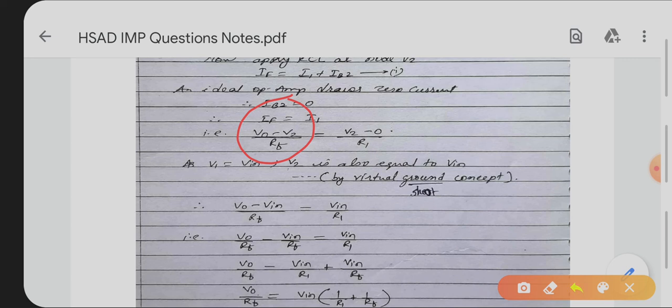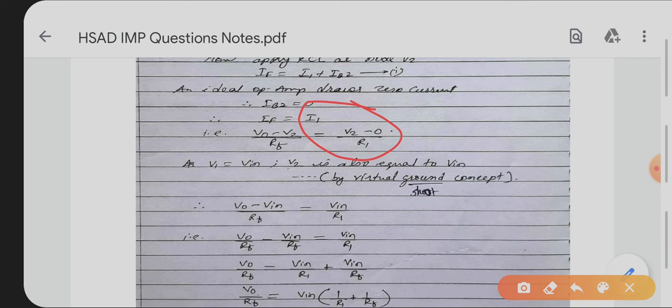Similarly, I1 is the current flowing through R1 and the direction is from the V2 point to ground, that means 0. So again V upon R. What is V? V is nothing but V2 minus 0 divided by R1, like this. Okay, so like that we can replace IF and I1.